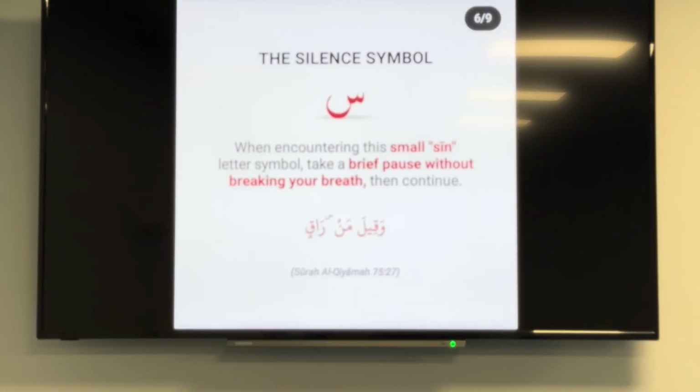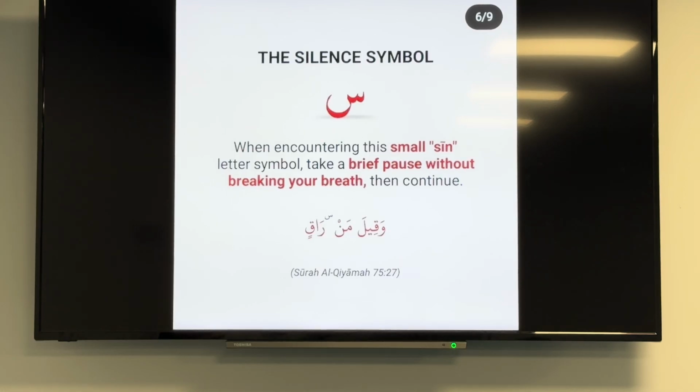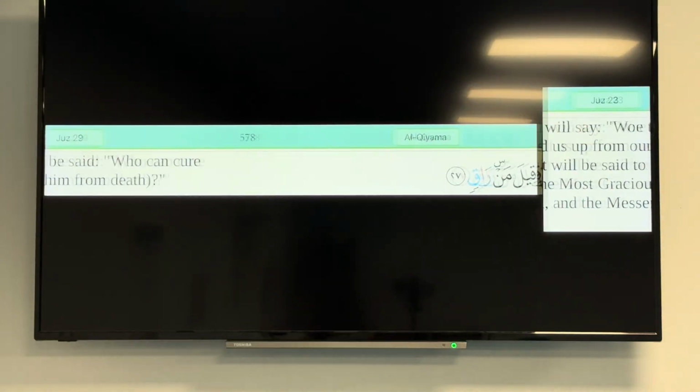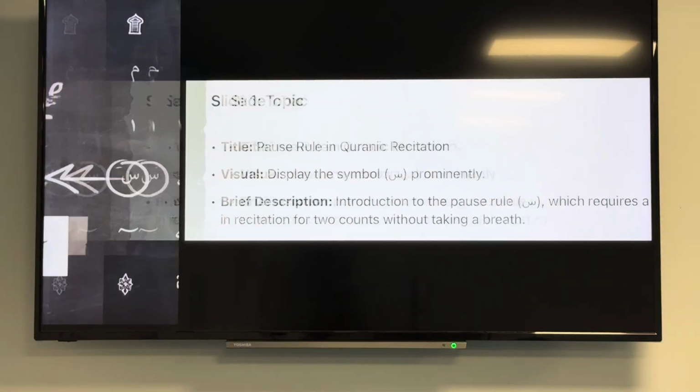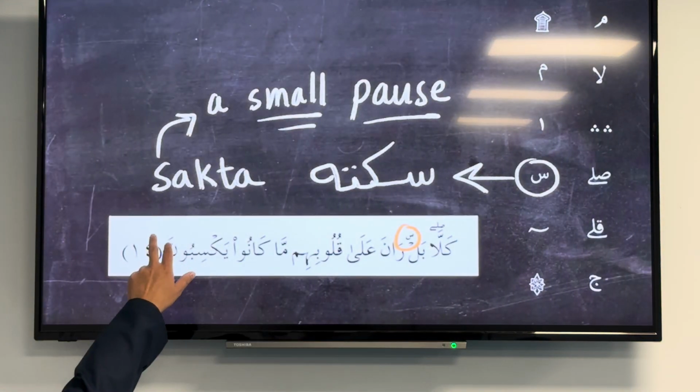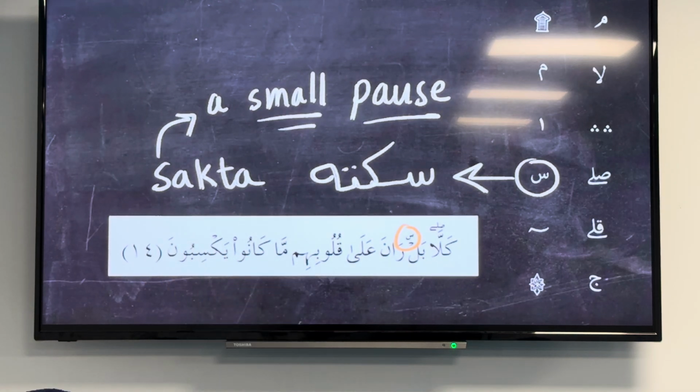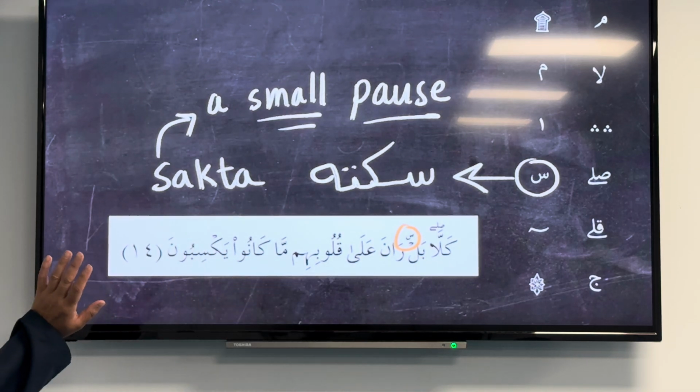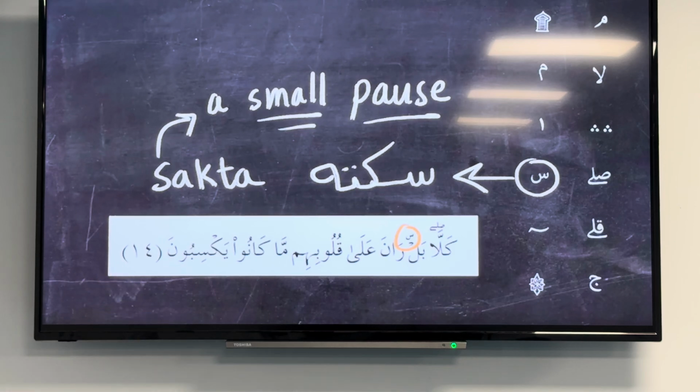Okay? So some books I also found, brothers, call this the silent symbol. When encountering this small sign, let the symbol take a brief pause without breaking your breath, then continue. They have given this meaning. And also, brothers, I don't know if anybody noticed in the beginning, what does it say? Saktah. Some books have also referred to it with that name.